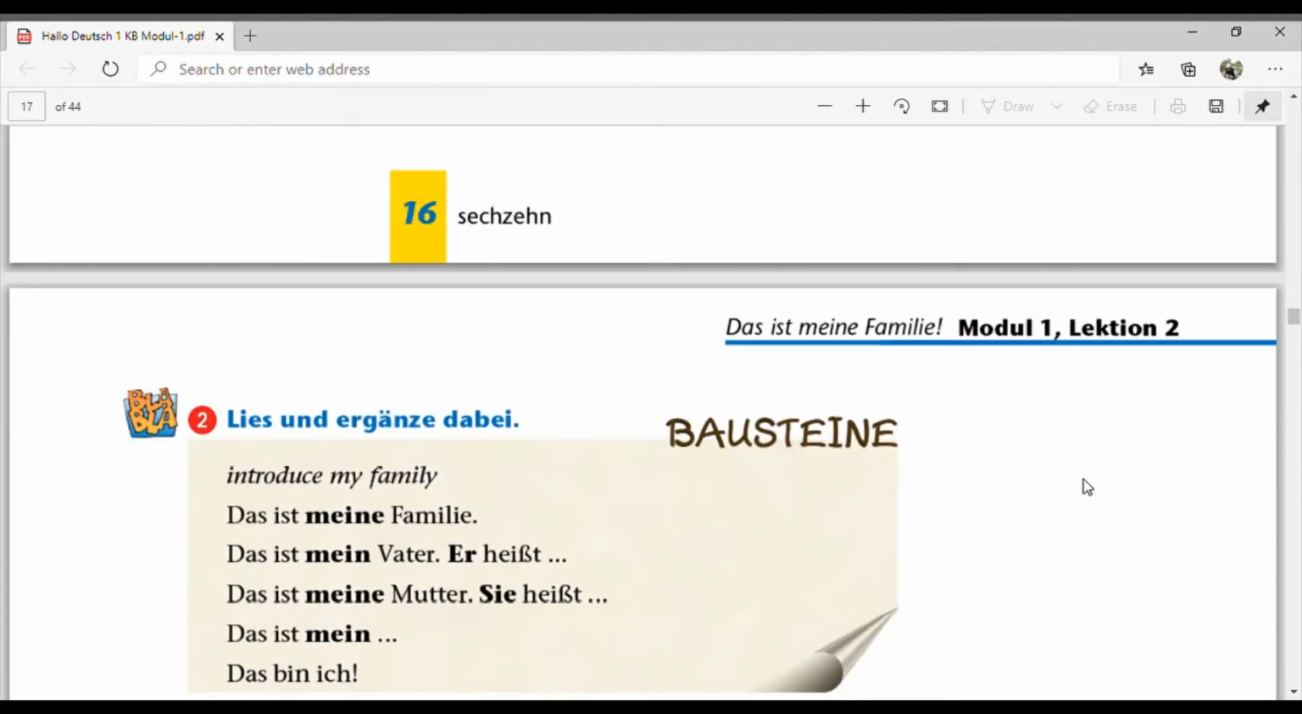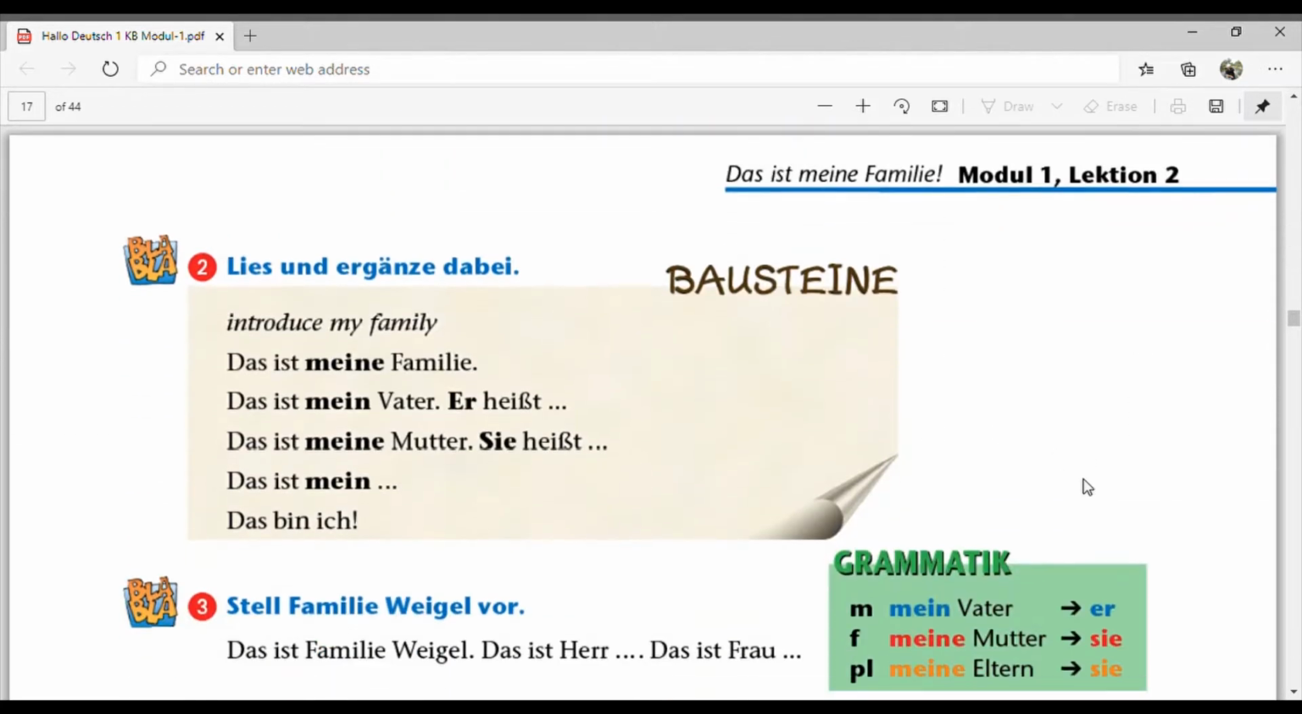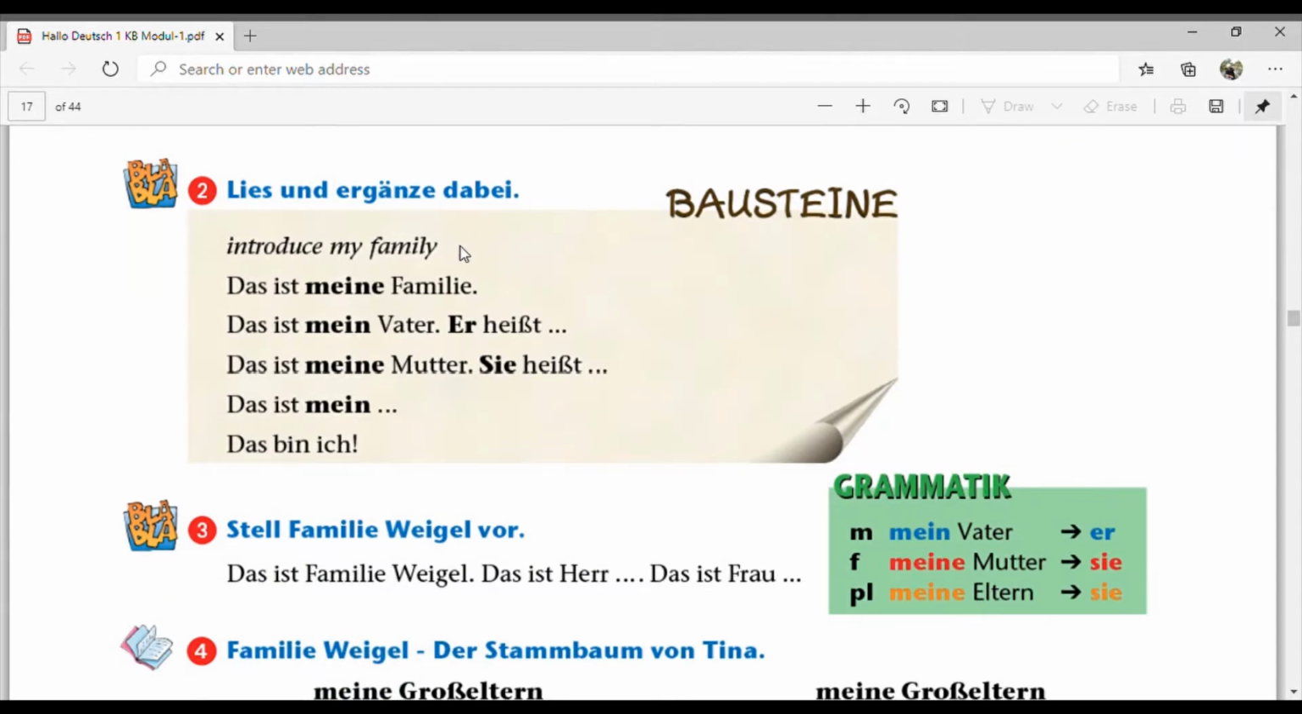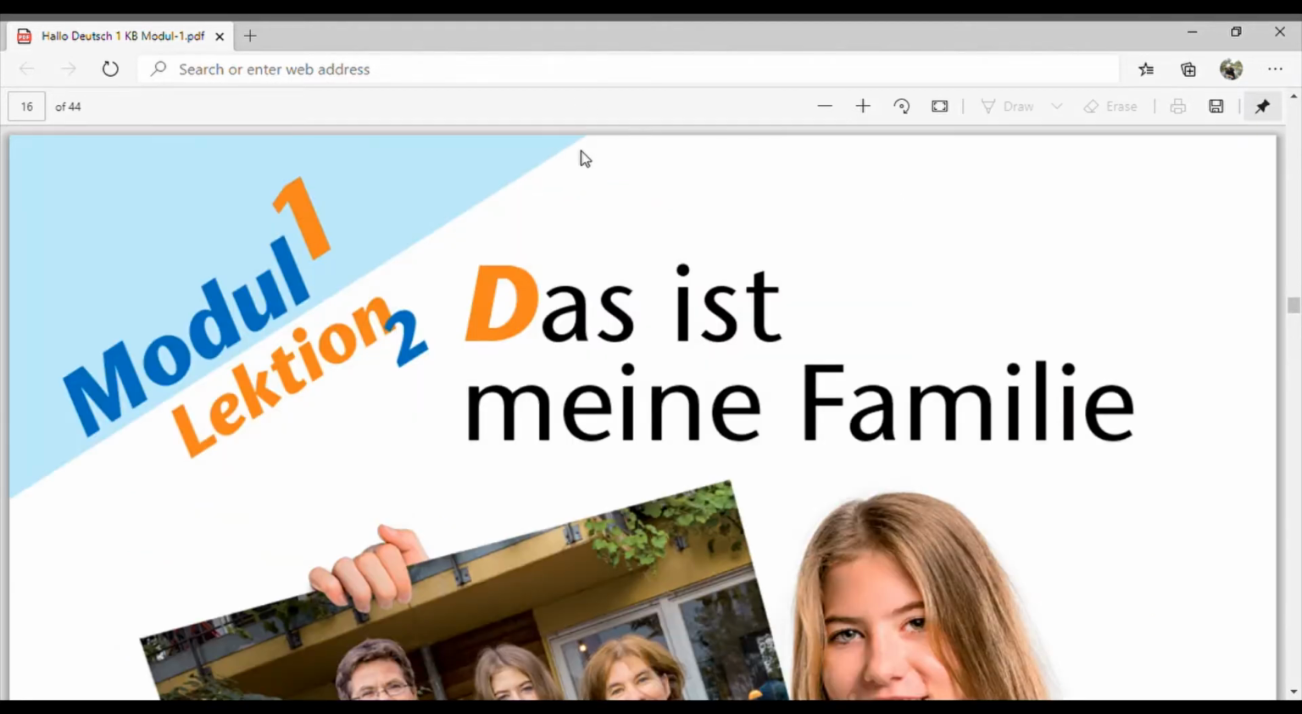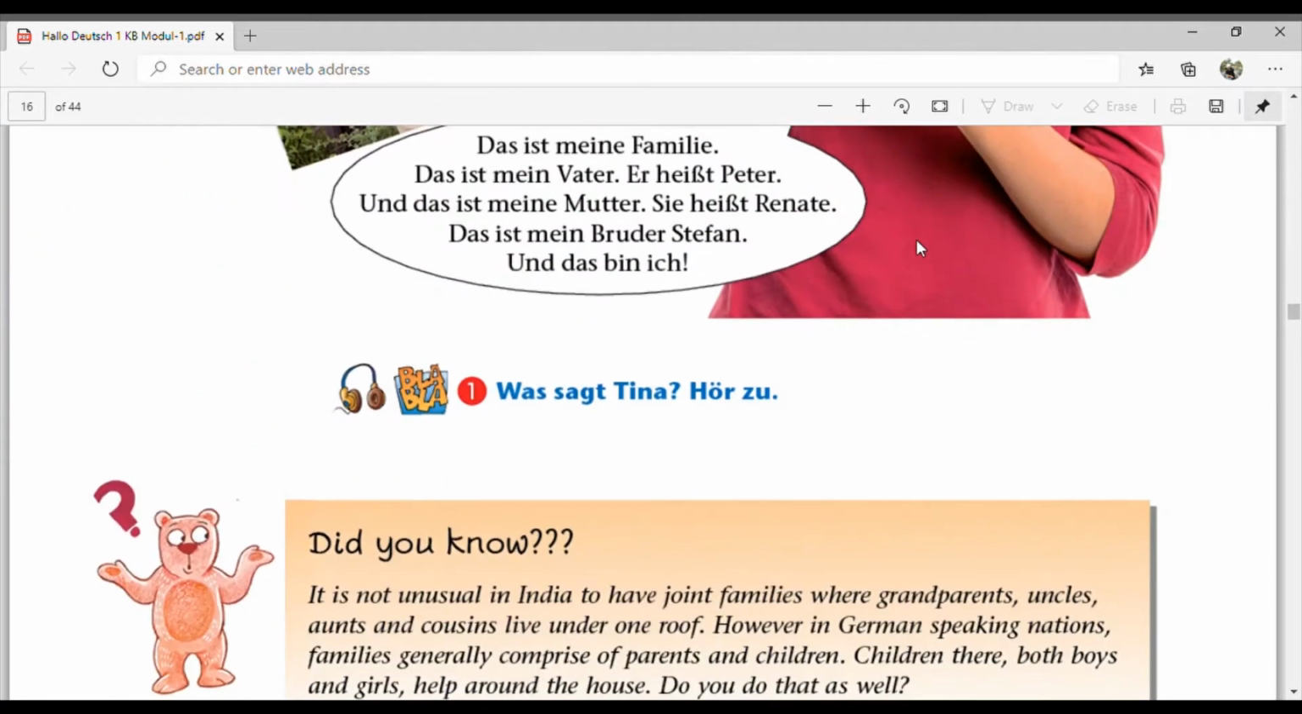So, lies und ergänze dabei. So, read and then fill in the following. Bausteine. So introduce my family. So das ist meine Familie. Das ist mein Vater. Heißt. So we just have to write the information from the text, from number 1. Okay, from this one.